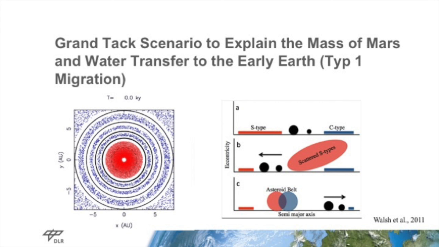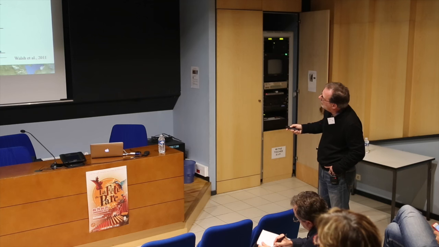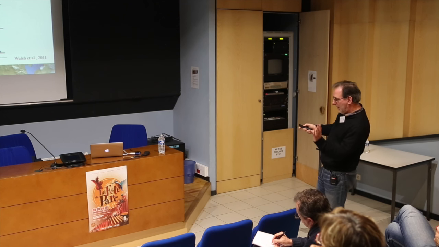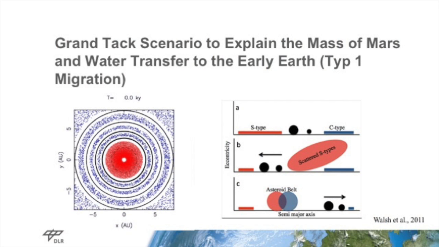So the Grand Tack model looks at Jupiter and Saturn. It starts out with Jupiter, Saturn, Uranus, and Neptune, and then Jupiter moves inward into this belt of rocky-type material, and Saturn moves behind it and catches up to it, and it moves this S-type material out. Grand Tack means a rapid reversal of the movement. When the two get in resonance, they move outward together, and then scatter the C-type, or the volatile-rich stuff, in again. And therefore you form an asteroid belt that has these two components. This is the basic story of the Grand Tack model.